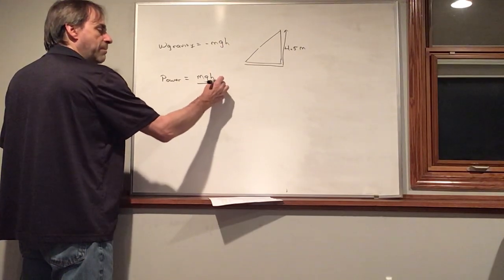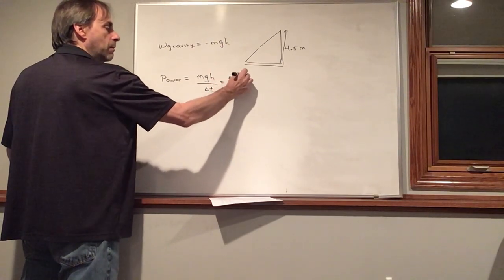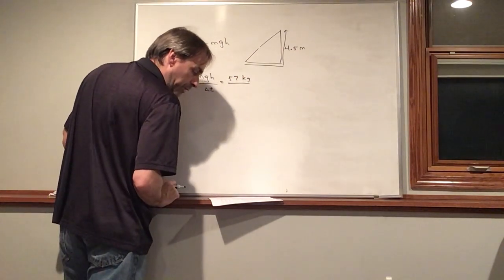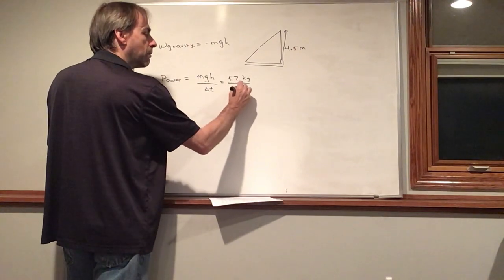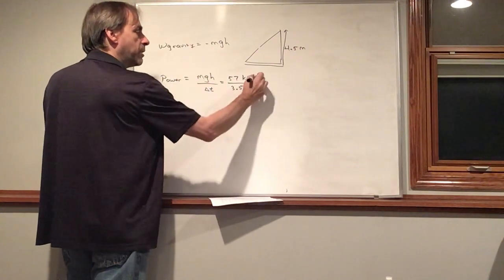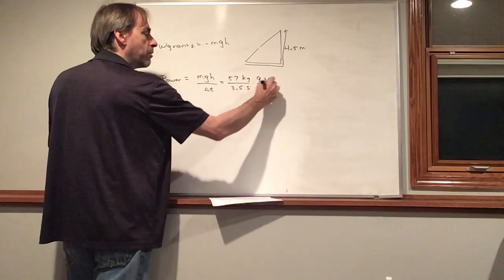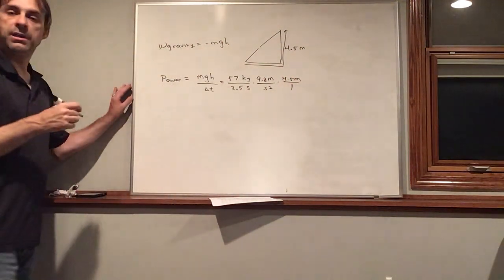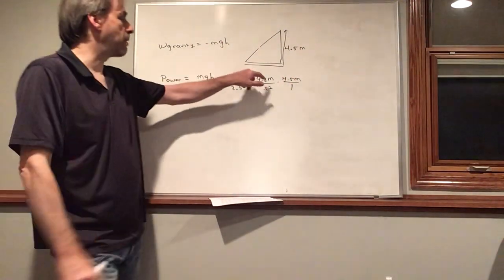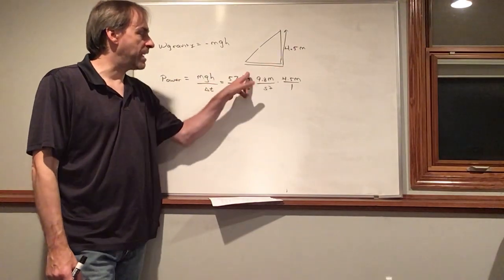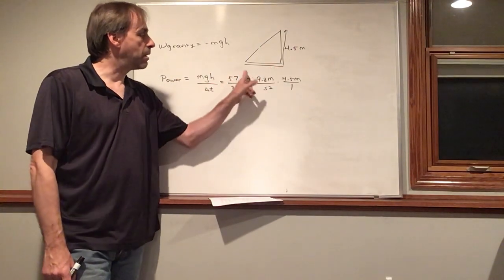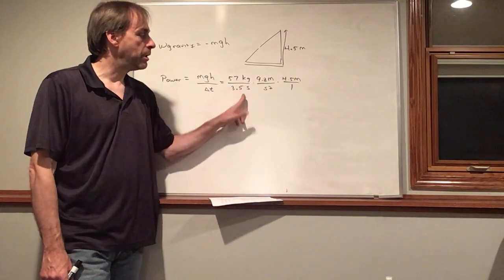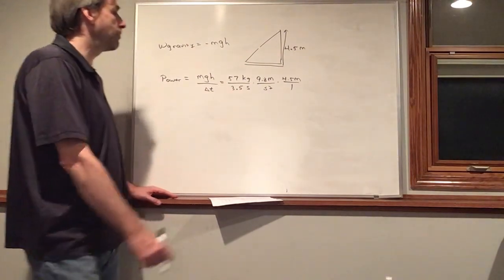And then let's divide by delta t, which was the time it took her to do it, 3.5 seconds. That's m over delta t, and then 9.8 meters per second squared, and 4.5 meters. Now this will give us watts. We have kilogram times a meter over a second squared. Kilogram meter over a second squared is a Newton, and then times a meter gives us a joule, divide by a second, we'll get a watt.